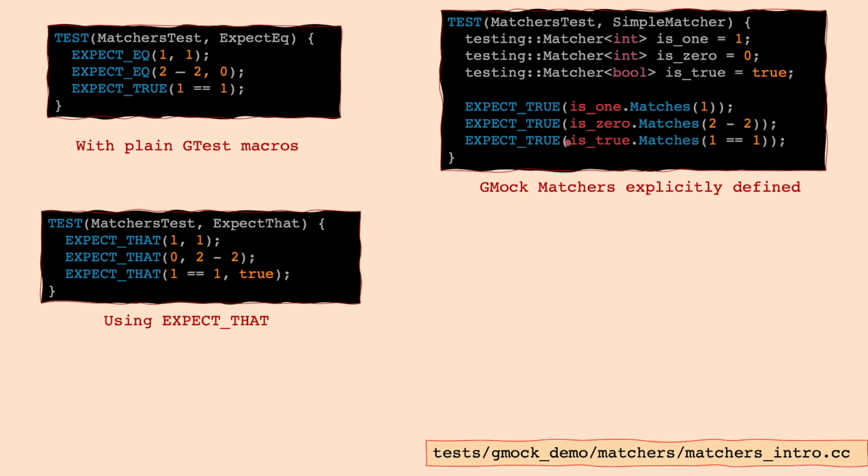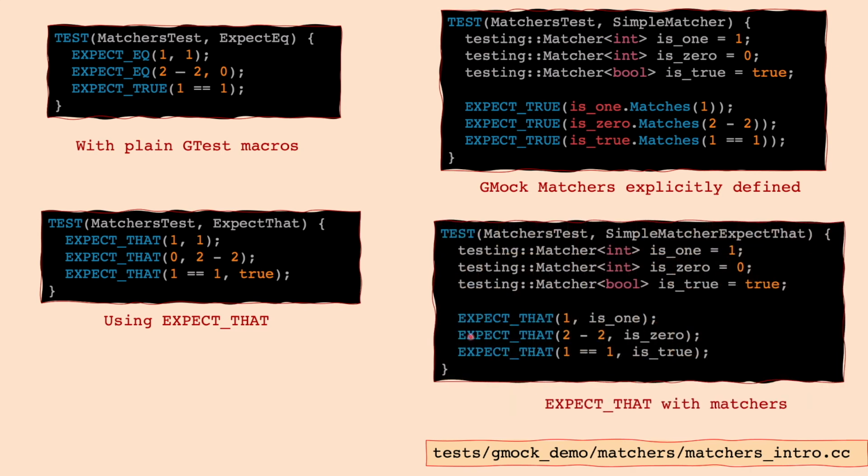So I can rewrite this test in something that looks nicer using expect that and say 1 has to match is 1, 2 minus 2 has to match is 0, and 1 minus 1 has to match is true. Basically, instead of writing this, I ended up using expect that and writing something like this, which is not that interesting yet, but I guess you can accept that this is at least a little bit more readable. I will show you some more examples in a minute.